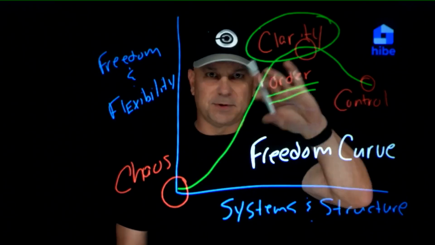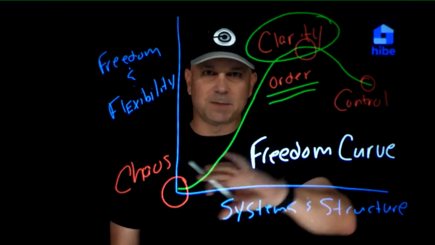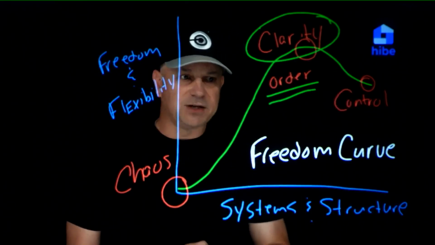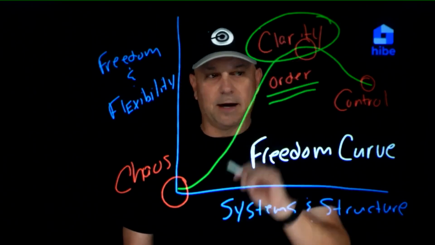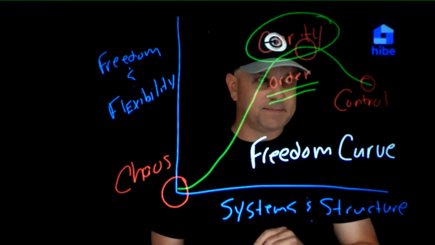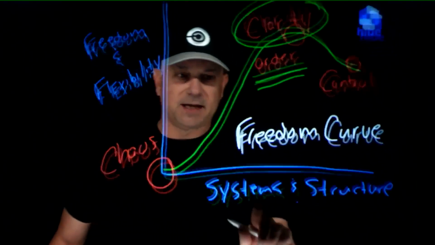Those are some examples and stories along the way of what this might look like for you as you challenge yourself to get clarity in your systems and processes. So that's the freedom curve. That's kind of step one here. Let's come down here to step two.